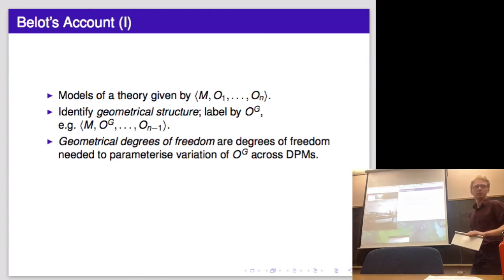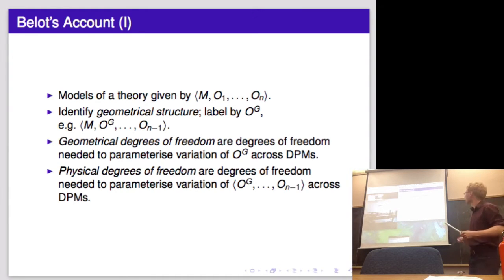Then we say that the geometrical degrees of freedom of the theory are those degrees of freedom needed to parameterize the variation of the OG across models. So if we think about, for example, SR1, then because the metric field is the same in all dynamically possible models, there are actually no geometrical degrees of freedom in this case, because we need no degrees of freedom to parameterize the difference in the geometry across the models.